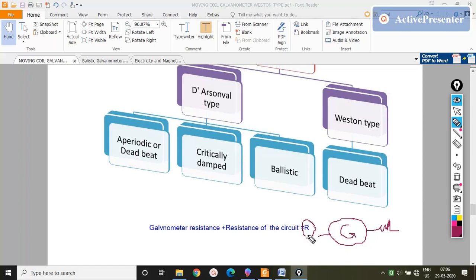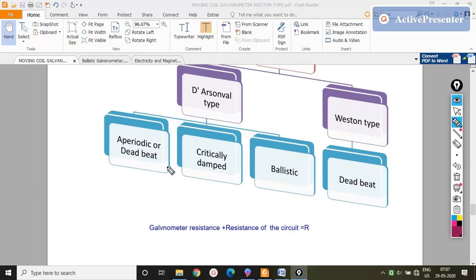So if the total resistance of this circuit as well as the galvanometer is equal to a particular value of resistance known as critically damped resistance, then the system will be called a critically damped galvanometer. In critically damped situation, your coil, once deflected, will again come back to its rest position in the least possible time. So in dead beat also it will come to rest, but here the time will not be less, but in critically damped condition it will be coming back to its original position in least time.